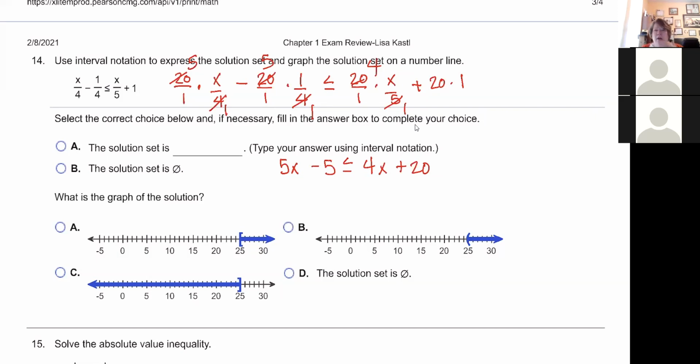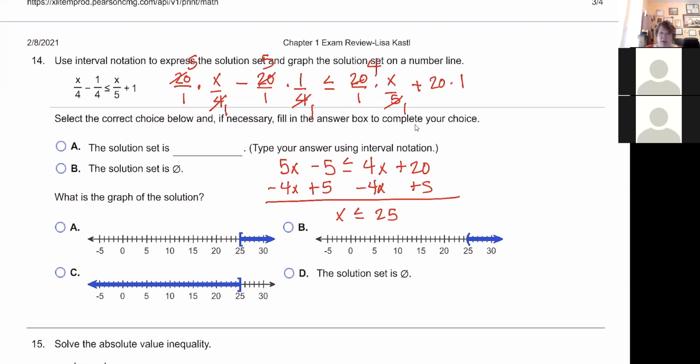Let it ring. Okay, so now to solve this, I'm going to subtract 4x from both sides. I'm going to go ahead and add 5 to both sides to save a little time. So I get x is less than or equal to 25. So that's all the numbers to the left of 25 on the number line.